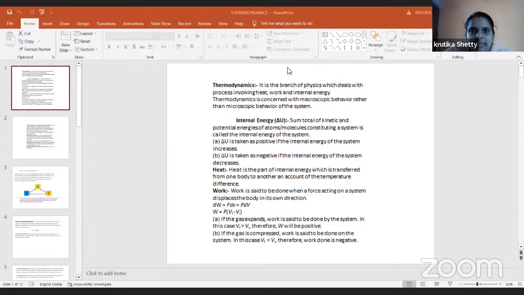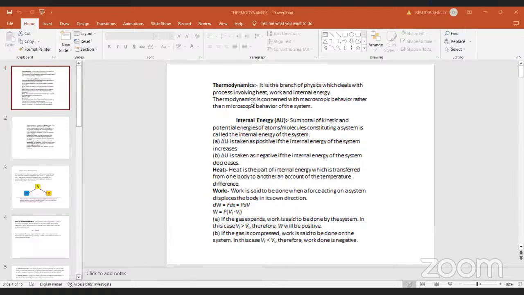Okay, so what is thermodynamics? In physics we have many branches. Some deal with electricity, that is current related concepts. Then we have magnetism, where we study magnets. Then we have light related topics, optics. So thermodynamics is a branch which deals with heat, work and internal energy.